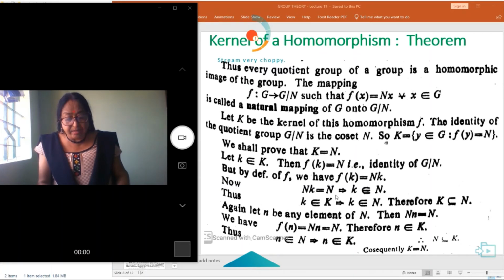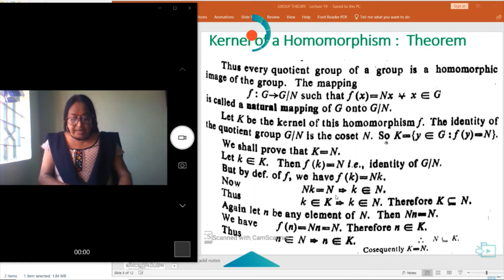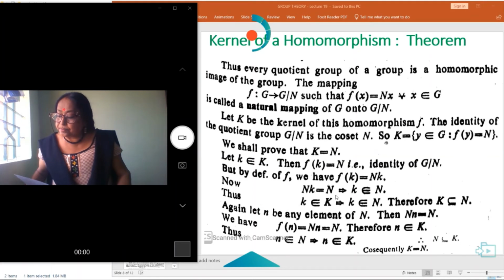Again, let n be any element of N. Then Nn = N, so f(n) = Nn = N because n belongs to K. Thus, n belongs to N. This implies n belongs to K, that is, N is a subset of K. Combining these two, we can say that K is equal to N.